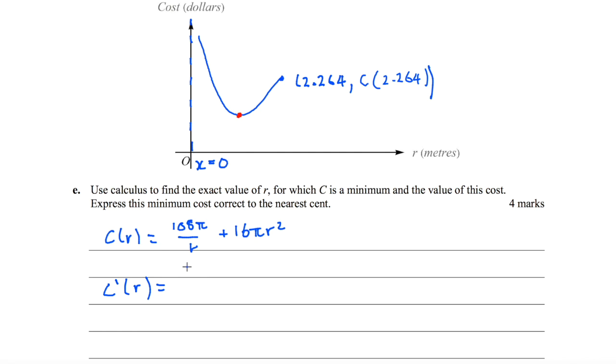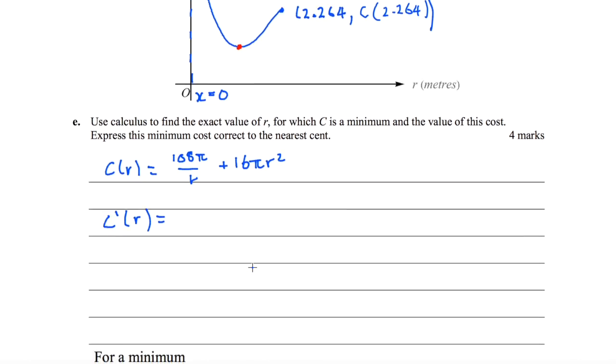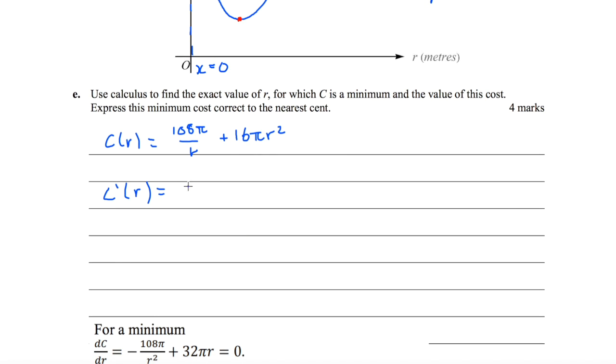C dash of r, you can put that in your calculator and find out what the derivative of that is. I don't think it'd be too tricky. There it is there, so it's minus 108 pi on r squared plus 32 pi r.